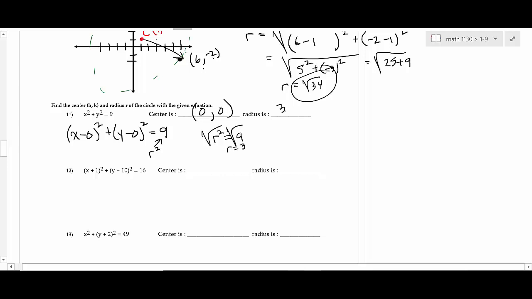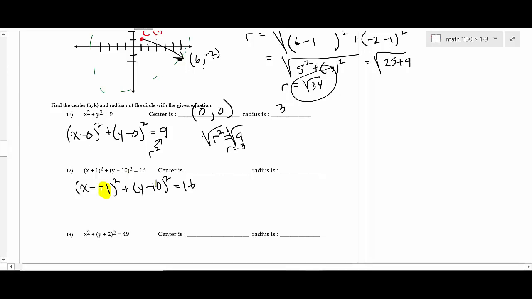So what I'm doing now is I'm just doing everything in reverse. You're given an equation for a circle. You want to be able to find the center and radius, okay? And you want to be able to do that in your head. Okay, this one goes like this. Now, you don't have to write this down, but that's really saying x minus negative 1 squared plus y minus 10 squared equals 16. Okay, tell me what the center is.